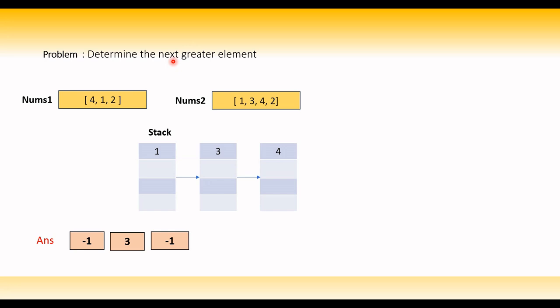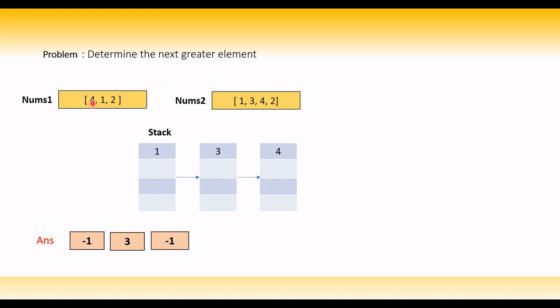Today we'll be discussing how to determine the next greater element for all of the elements that are present in the nums1 array, and we'll be checking it in the nums2 array. So what the problem states is that we need to check one by one each element, whether they have a greater element next to it in the nums2 array.